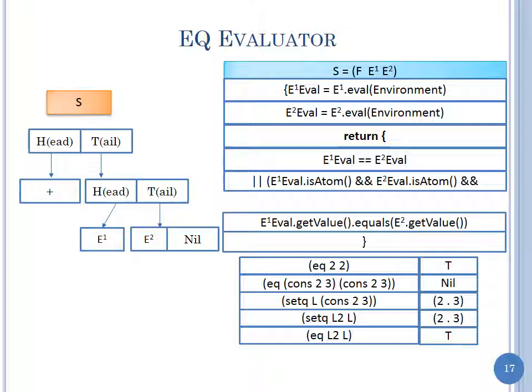Yeah, because the get values could be strings. So I'm doing equals rather than equals equals. Okay. And Andrew wants me to put this extra check in. Sorry, this should have been E1 eval get class equals equals E2 eval get class. This is just playing it a little safer and checking whether the two atoms' classes are the same also.